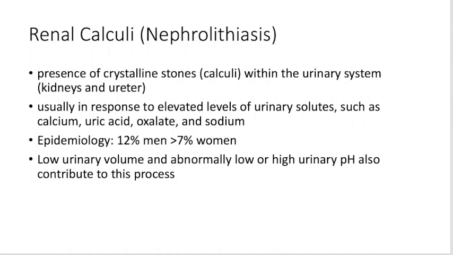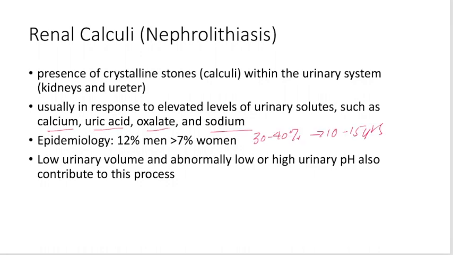So one of the biggest causes of an upper urinary tract obstruction is nephrolithiasis or renal calculi, and that is the presence of crystalline stones, which we call calculi, within the urinary system, kidneys, and ureter. And they are related to elevated levels of such things as calcium, uric acid, oxalate, and sodium.